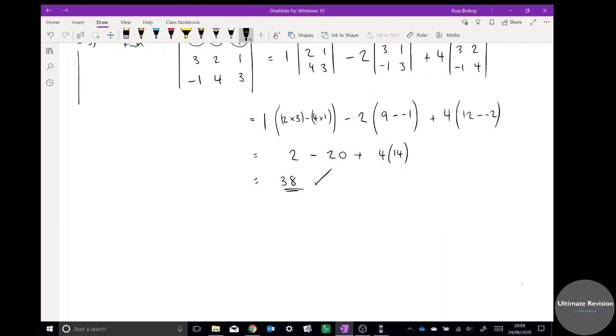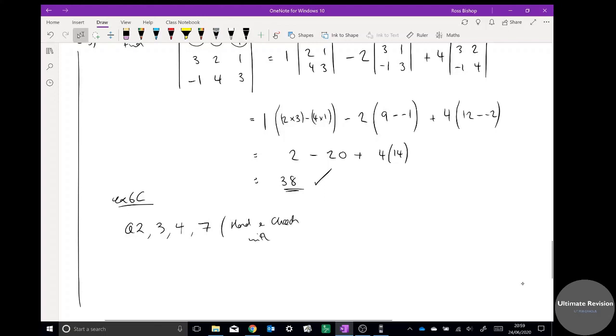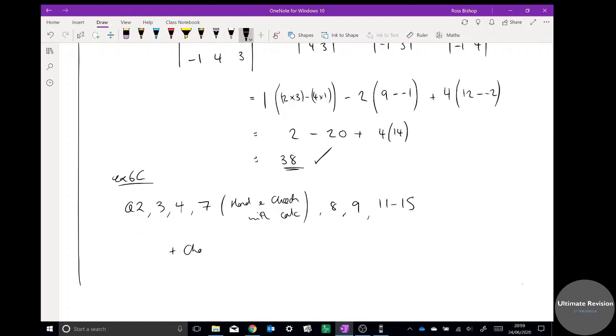Right, that is all the notes on determinants today. I'm not going to do any more today because I don't want to push too far ahead, but I'm going to set you lots of questions to practice. So question 2, question 3, this is all from exercise 6C. Questions 2, 3, 4, 7, I want you to do by hand and check with the calculator. I want you to do 8, 9, 11 to 15, and then anyone who's really feeling like they want to push themselves, plus the challenge, which is optional. So there's quite a lot of questions to do there, guys.